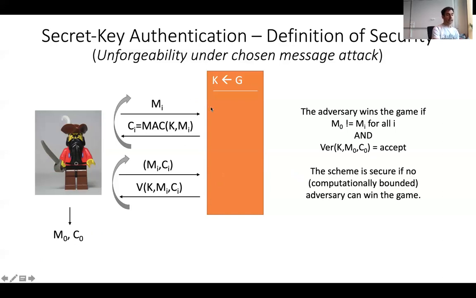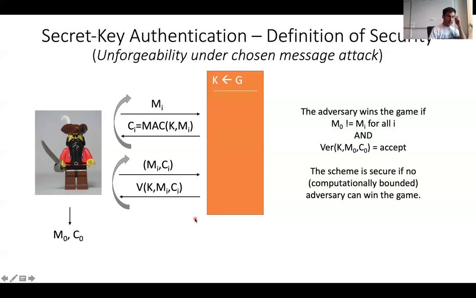even if the adversary had access to the box and saw some MACs before and saw some messages, and so they had access to the verification algorithm as well. So this is the definition of unforgeability under chosen message attack for symmetric key authentication schemes.